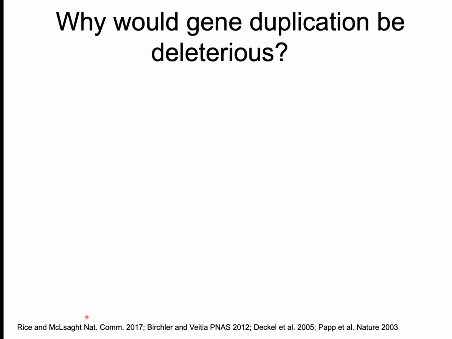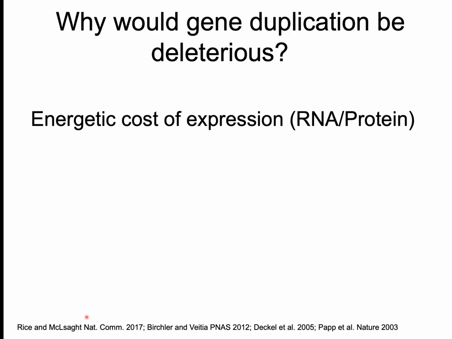The main reasons why gene duplication could be deleterious are the following, although there are many others that one could think of. The first one is that producing extra transcript and protein could in itself be an energetic burden for a cell. It's also possible that increasing the amount of a protein could lead to spurious interactions of that protein with others, reducing their function, therefore leading to toxicity.